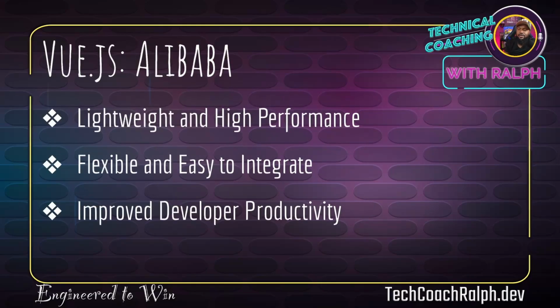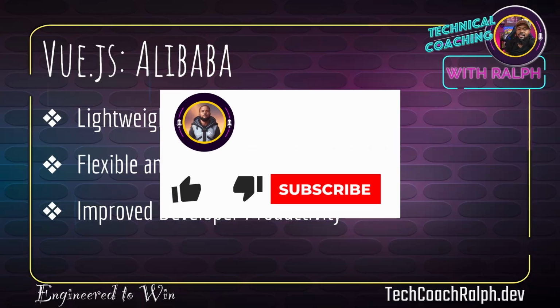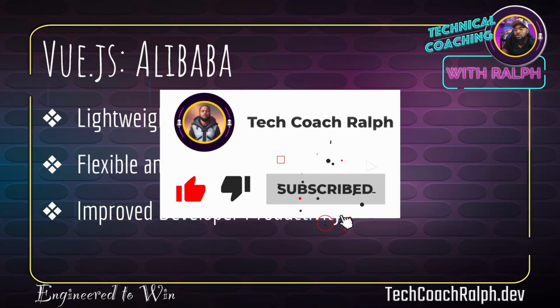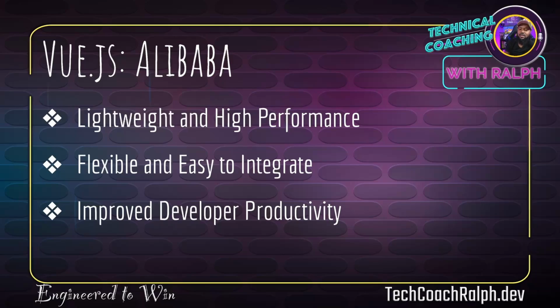So how did Alibaba leverage Vue.js? The reason they went with Vue is that it's lightweight and high performance. Vue.js's lightweight footprint and efficient rendering made it ideal for Alibaba's performance needs. Vue's virtual DOM implementation ensures that users' interactions are responsive, which is critical for high-traffic e-commerce platforms. It's also flexible and easy to integrate, so Vue's flexible architecture allowed Alibaba to integrate it gradually into their existing applications without needing a complete overhaul. Vue's modular design and compatibility with existing systems made it a smooth transition for Alibaba's team.